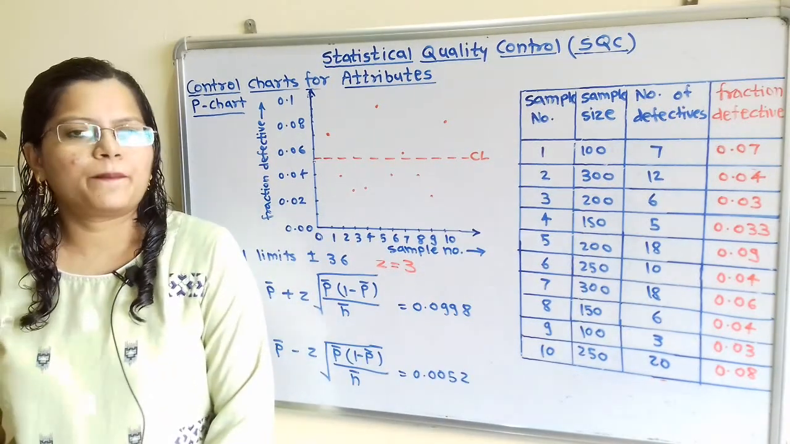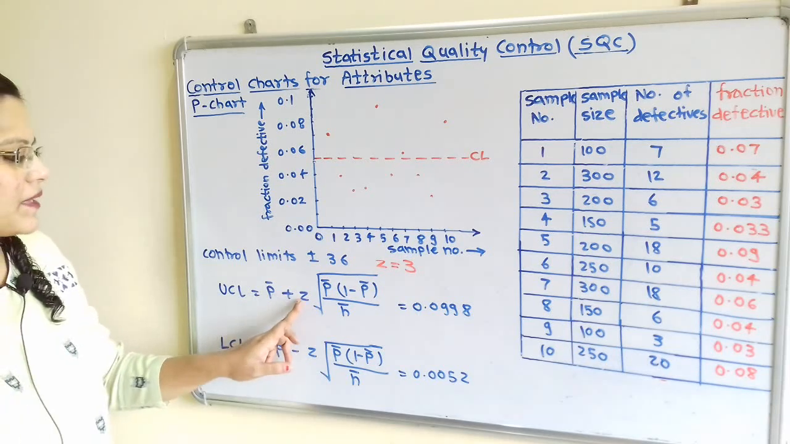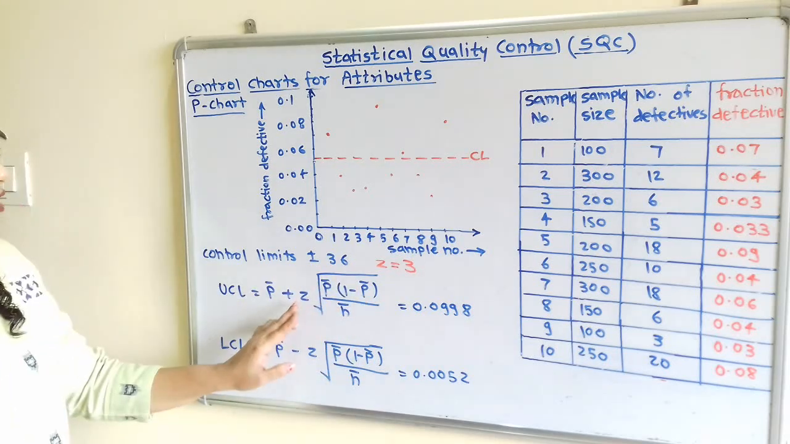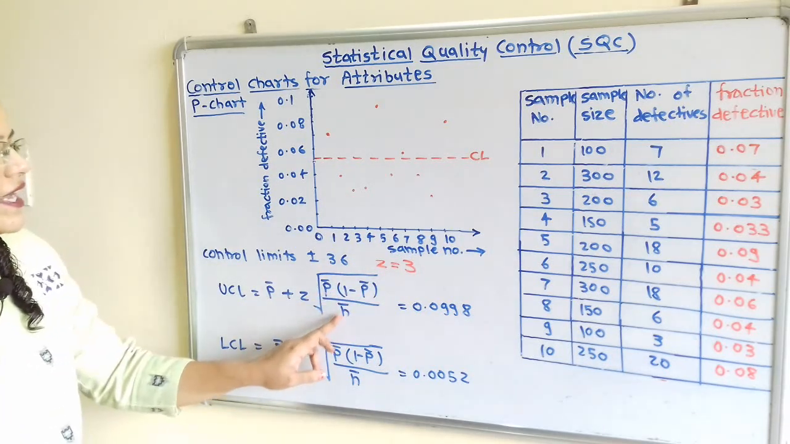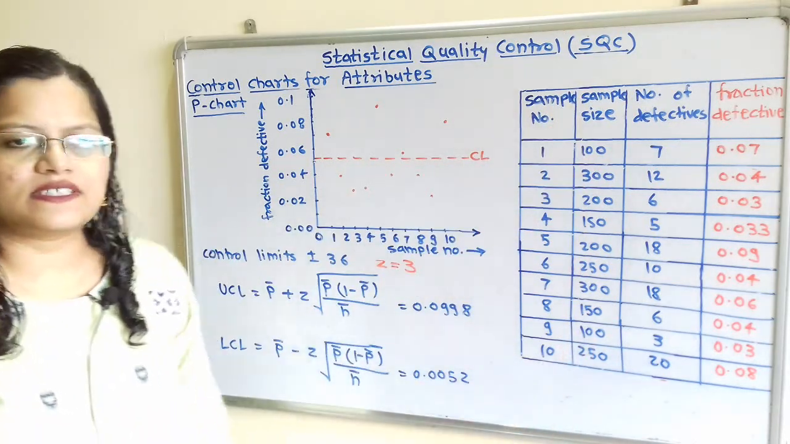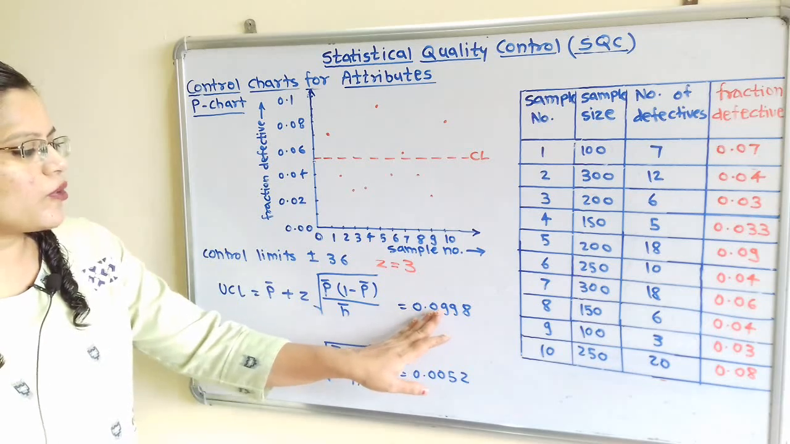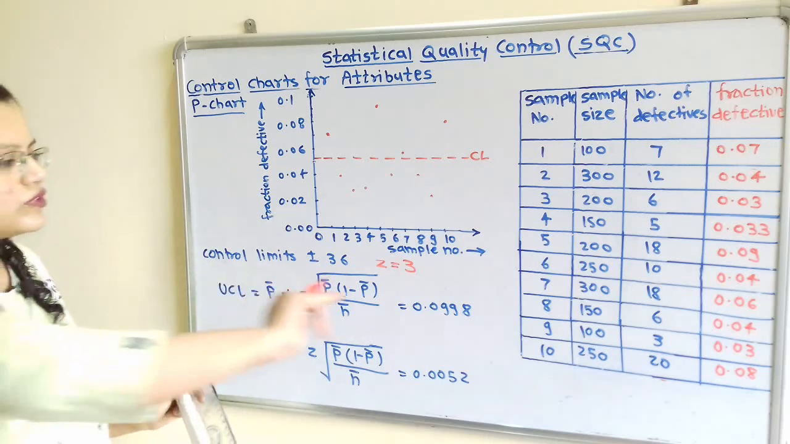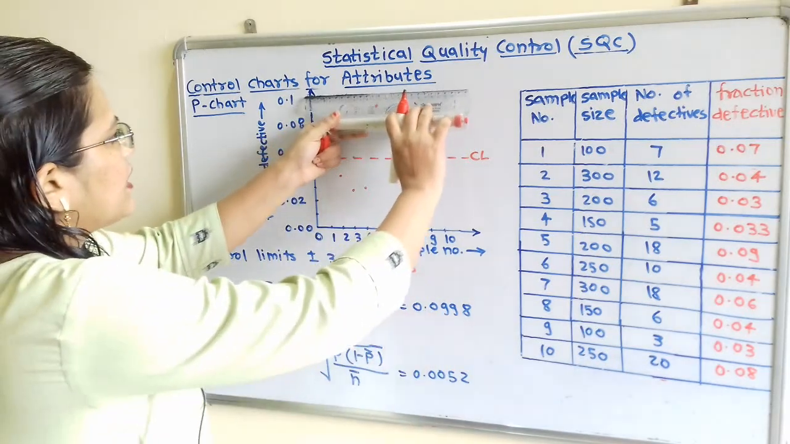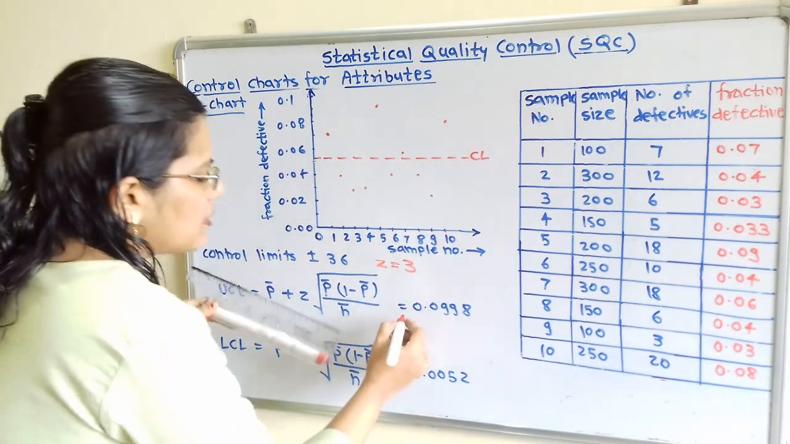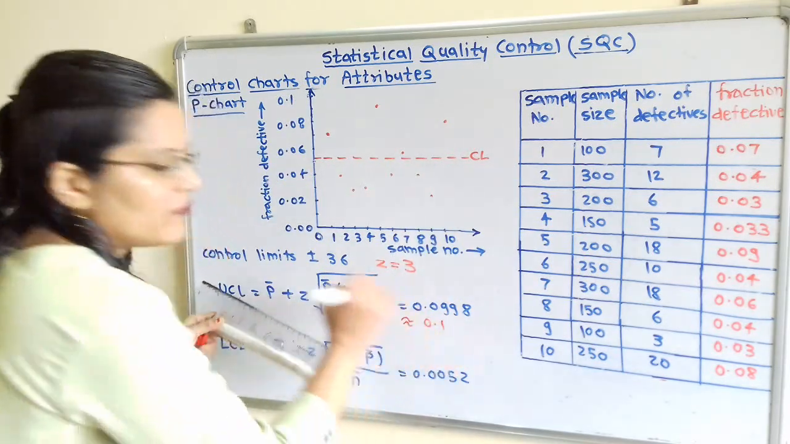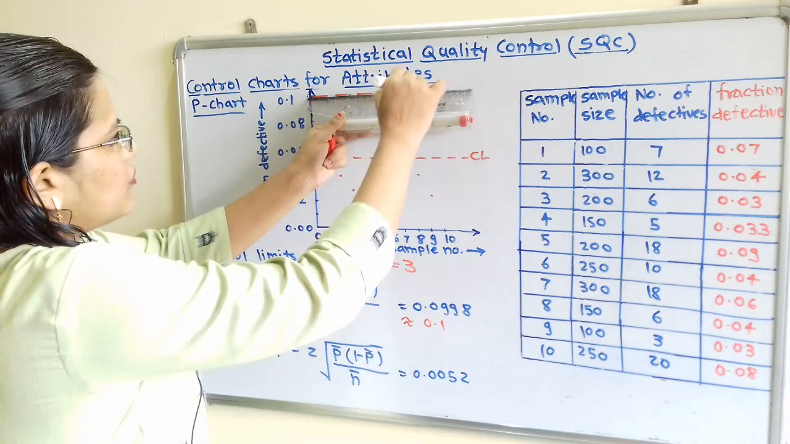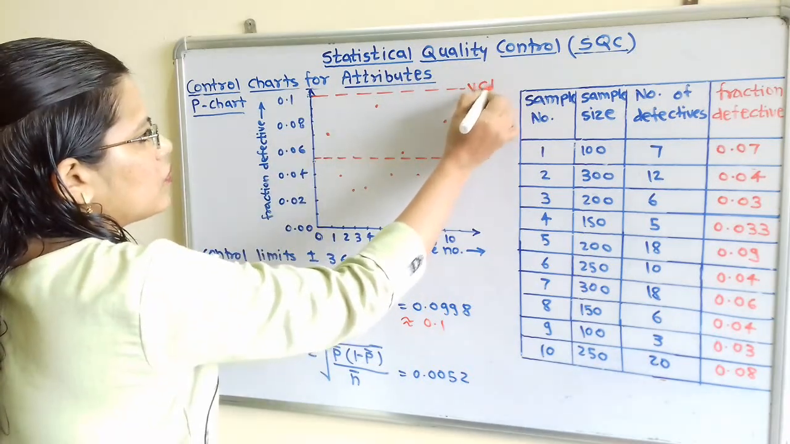Now we will calculate the upper control limit, which is equal to p bar plus z square root of p bar (1 minus p bar) by n bar. When we put in all the values, we take z equal to 3 and n bar, the average sample size, as 200. Then we will get the answer 0.0998, which is approximately 0.1. So I will draw one line passing through this 0.1, and that is the upper control limit.